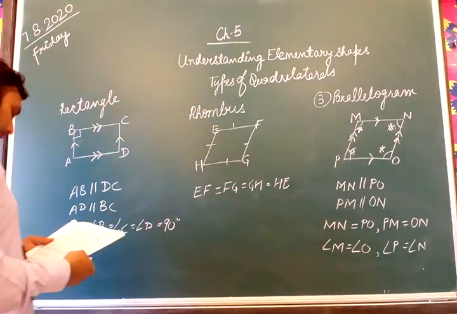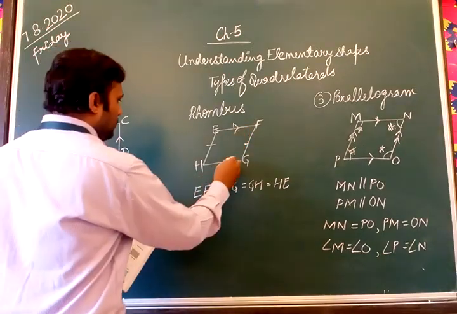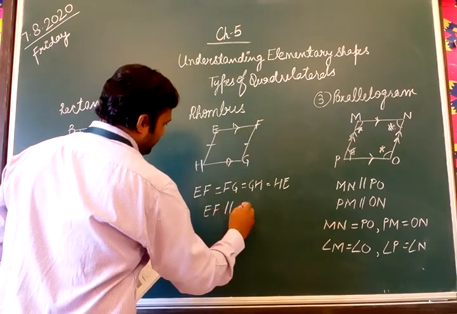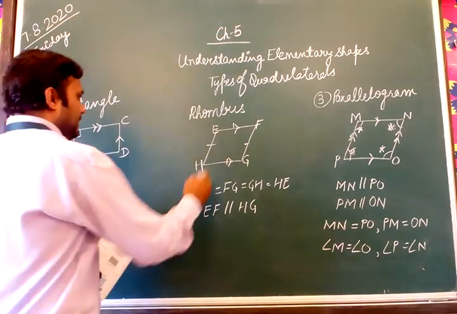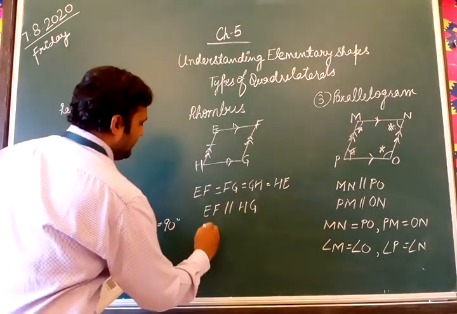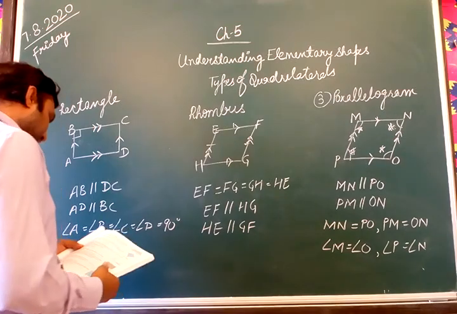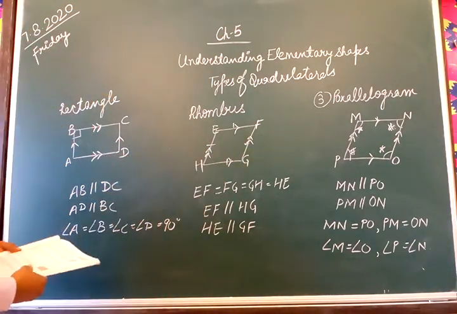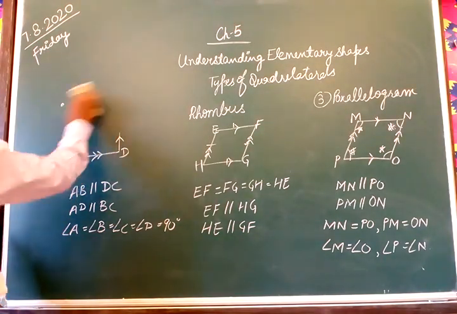All the sides are equal, and additionally EF is parallel to HG, and HE is parallel to GF. We can say that EFGH is a rhombus. Next thing we will discuss is the square.